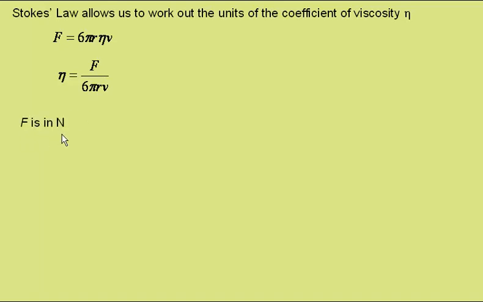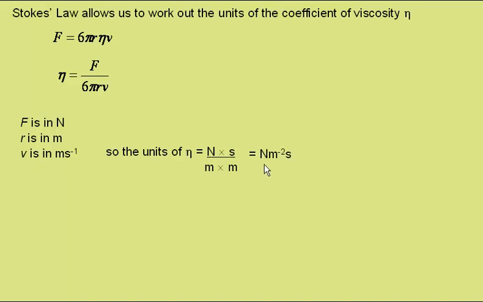The force will be in newtons, the radius in meters, and the velocity in meters per second. So, putting in the units into this expression, we get the units of eta will be newtons times seconds over meters times meters. This simplifies to newtons per square meter times seconds, but the newton per square meter is the Pascal, so we can give the units for the coefficient of viscosity as Pascal seconds.